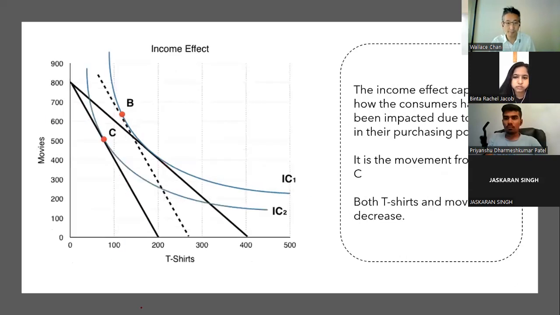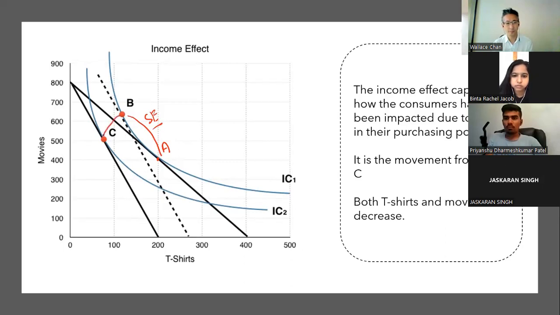Now the income effect. We have identified A as your old bundle, and A to B is this hypothetical bundle, which you found by drawing this new budget line with the same slope as this solid one here. This A to B, we said, is our substitution effect, which shows that just because of the price change, people would have reduced t-shirts and increased their movies.